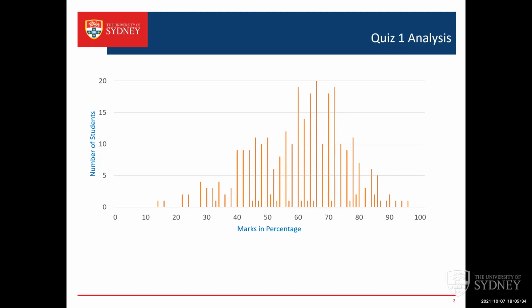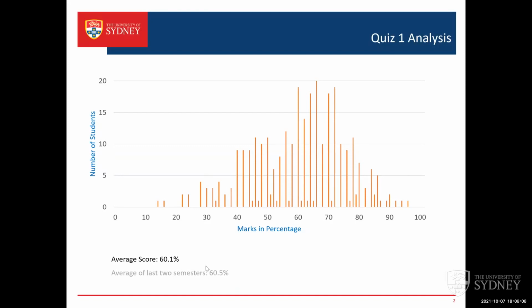Around 10% of students got more than 80 in the quiz. Hopefully that will increase in the next quiz. The average score was 60%, which is consistent with previous semesters. I had a look at the previous semesters and found that in the last 2 semesters, the average was 60.5. And this is consistent with that.